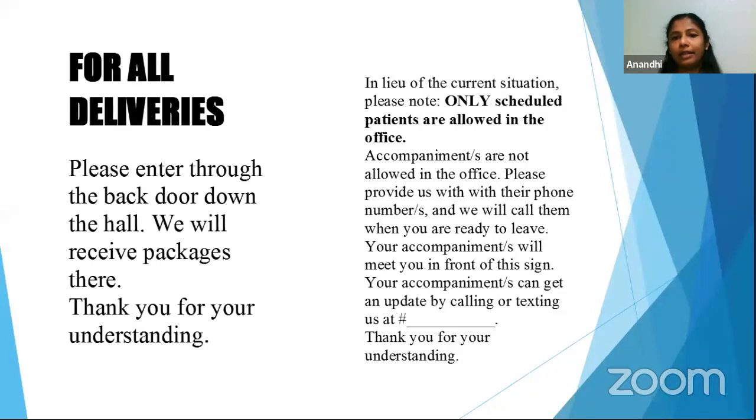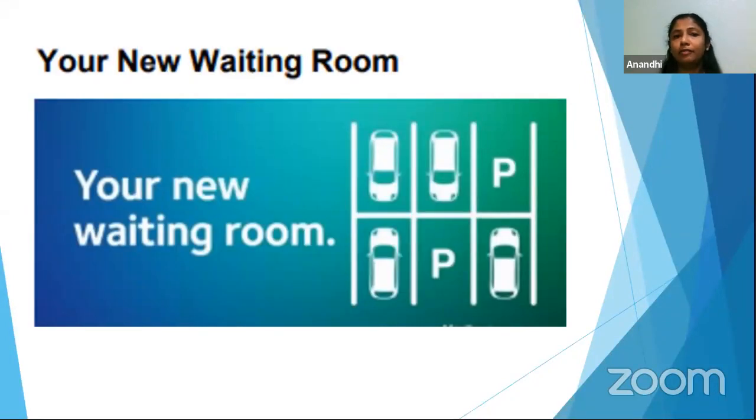I don't really have any adult accompaniment with the patient itself. So we put this also on our door. I have all these 4 door signs to make sure the patient knows that we follow strict protocol in the office. And this is the new waiting room for the patient.